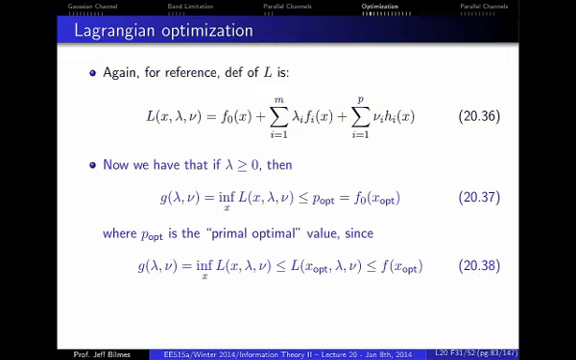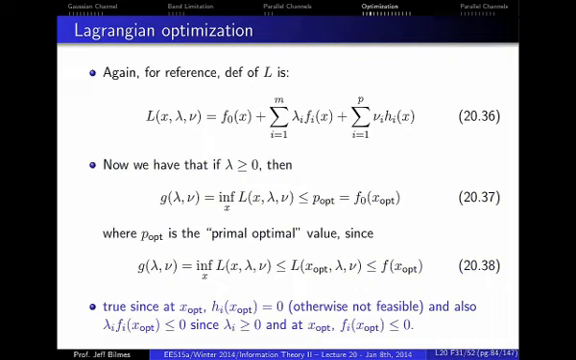Now, let's assume that lambda is greater than or equal to 0. Then the dual function, which is defined again to be the infimum of the Lagrangian for each value of lambda nu, is always going to be less than or equal to the optimum value, p opt, which is equal to f of x opt. Now, the reason why this is true is because the optimal value.